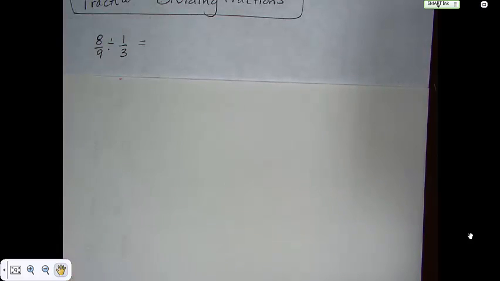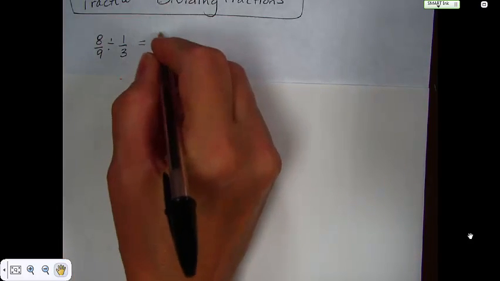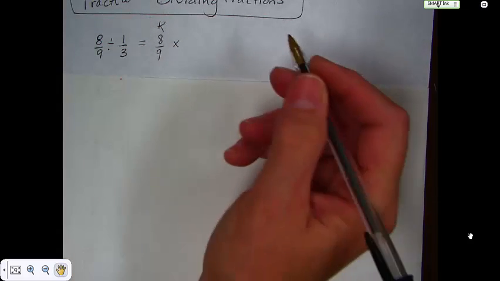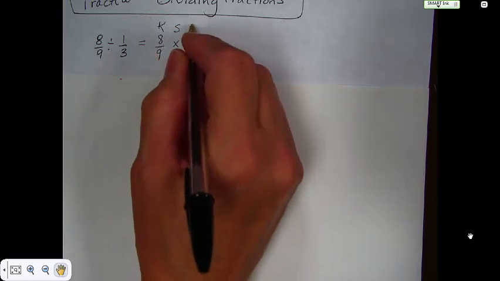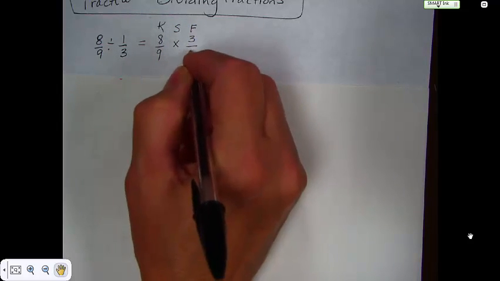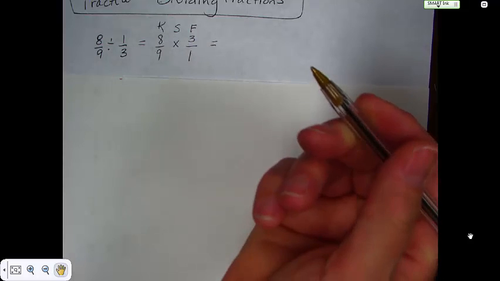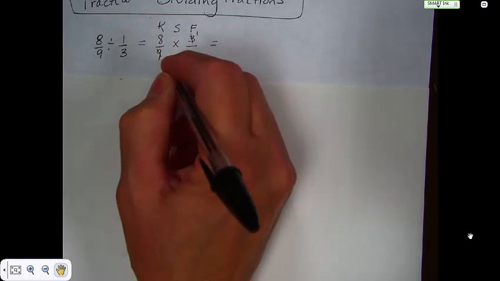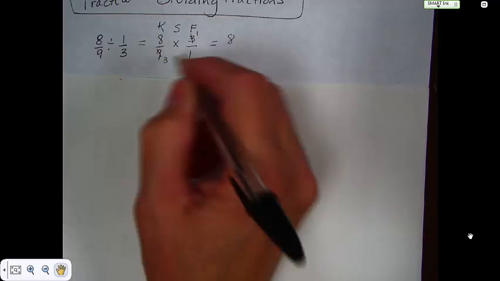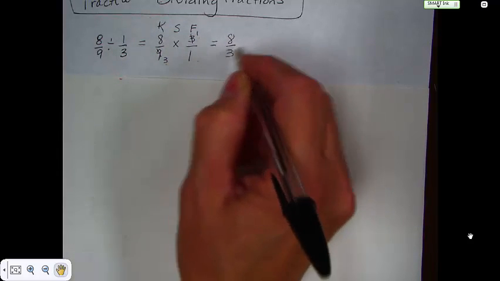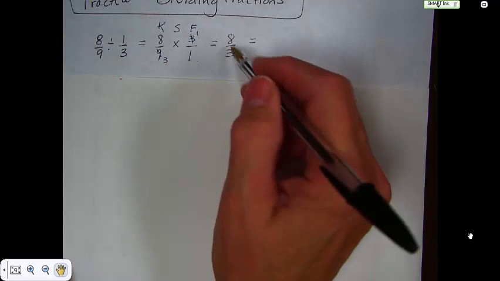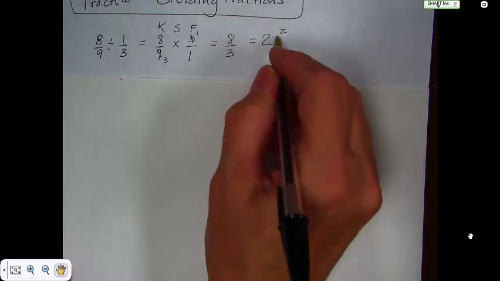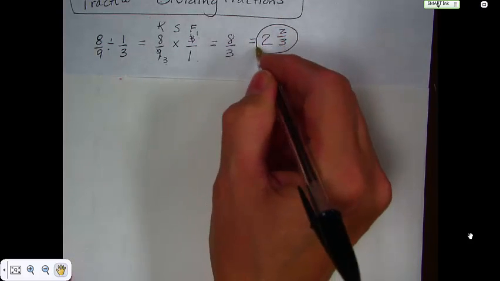What do we do? Yep, keep, switch, and flip. Okay, and then we can cross reduce, at least on one of them. 3 goes into 3 once, 3 goes into 9 3 times, 8 times 1 is 8, 3 times 1 is 3. Reduce to a mixed number, 2 goes into 8 2 times with 2 left over, and there's your denominator, and that would be your mixed number answer.